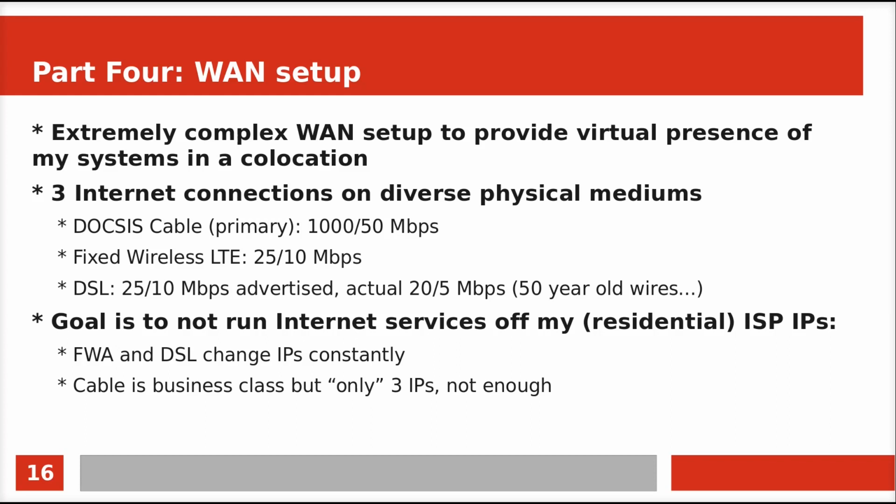The second connection is a fixed wireless LTE that I just got installed last year because that became available, so that's 25 by 10 megabit a second. And finally, I have DSL, which is 25 by 10 megabit a second advertised, but I actually only get about 20 by 5, and that's because it's 50-year-old wires, and the phone company has never wanted to dig up the streets and the lawns to replace these wires.